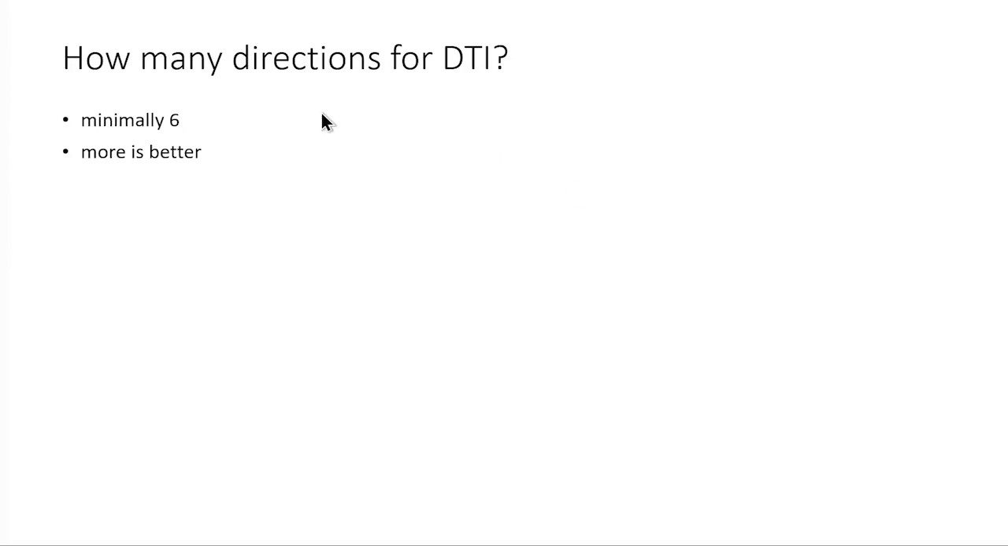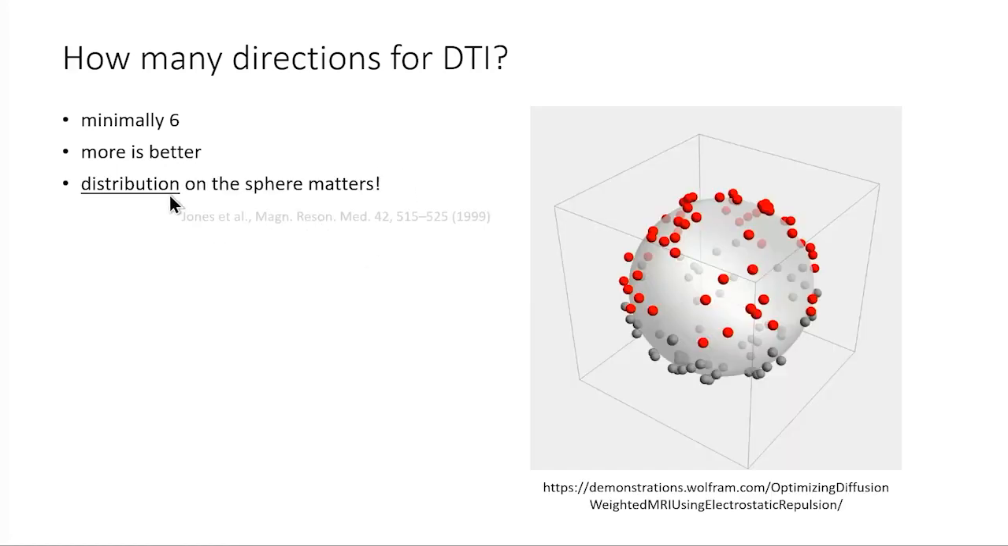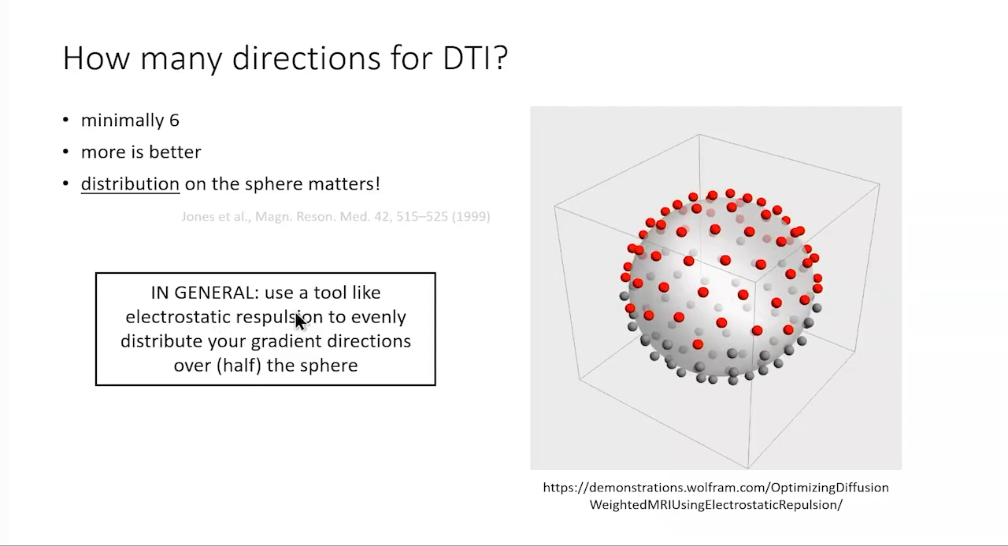For the B value, we can rely on the optimal B values from the ADC experiment. But for the number of directions, minimally we need 6, because otherwise the system of equations is underdetermined, but more is of course always better for SNR. What's actually more important than the number is the distribution of the samples on the sphere. Here I've shown a lot of samples, but they're not very well distributed on the sphere. So the general recommendation is to use a tool like electrostatic repulsion to evenly distribute the gradients over the sphere.